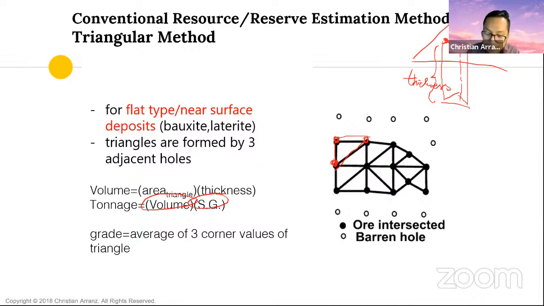So ibig sabihin kapag may grade ka nung drill hole na ito, may grade ka nung other drill hole, I'll change the color blue. And then may isa ka pang drill hole na color green, ayan. So if you know the grades of those, then you can get the average. And that would be representative to the average grade of the entire, not deposit, Toblerone pa lang, the entire Toblerone.